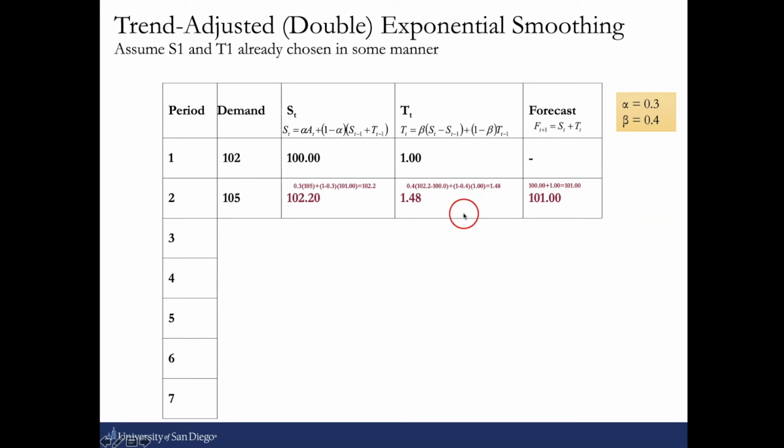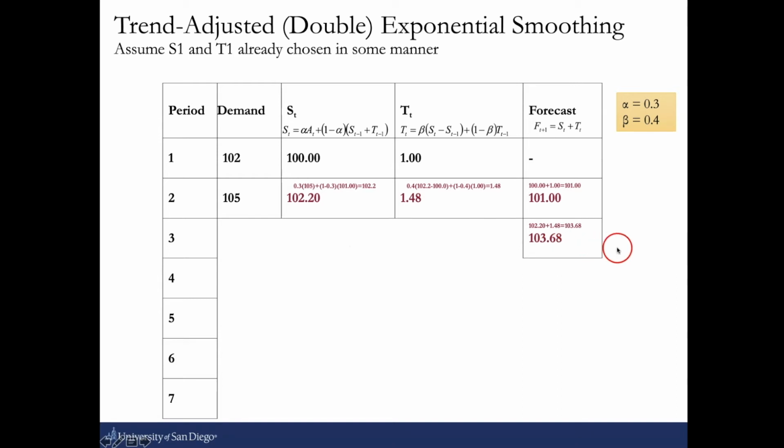Next, I can calculate T2. So that will be 0.4 times 102.2 minus 100. Okay, 102.2 minus 100. That's S sub t in the previous period. Plus 1 minus 0.4 times 1. This 1 comes from here, and I get 1.48. With that, I can then sum this value and this value to get my forecast for the next period, which is period 3. With that, I get 103.68.